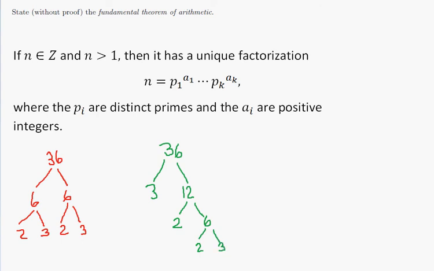And no matter how the factor tree is done, first off, the factor tree stops. It ends with prime numbers. And also, no matter which way you break up the factors of the factor tree, you end up with the same factorization. 36 is equal to 2 squared times 3 squared. So that's the idea of the fundamental theorem of arithmetic, that no matter how you factor a number, there is a unique prime factorization that you end up with.